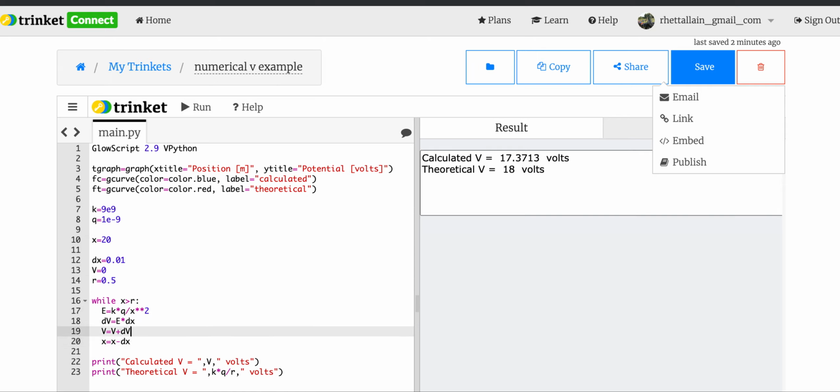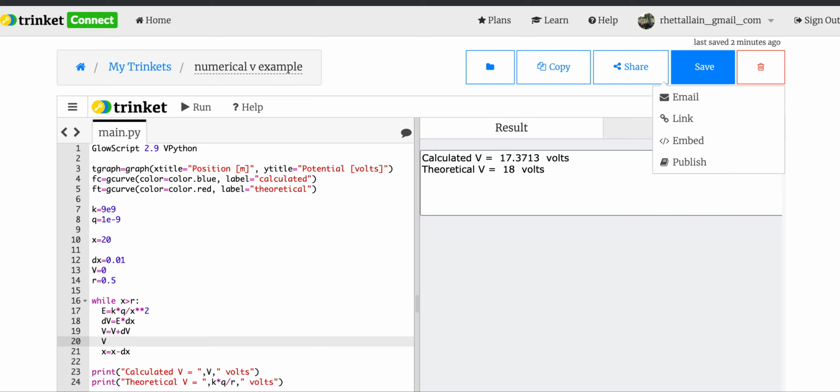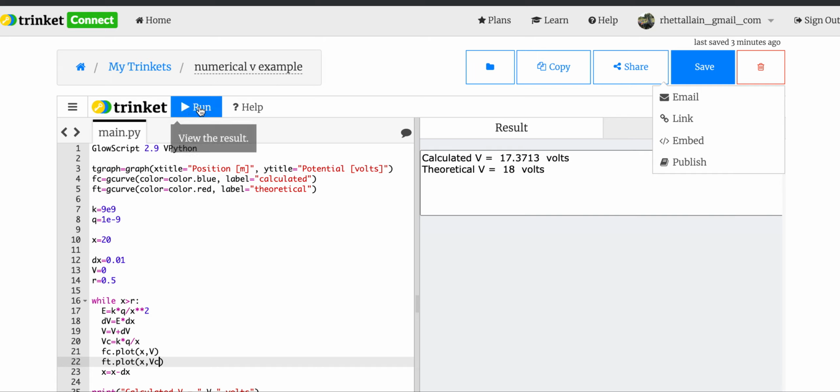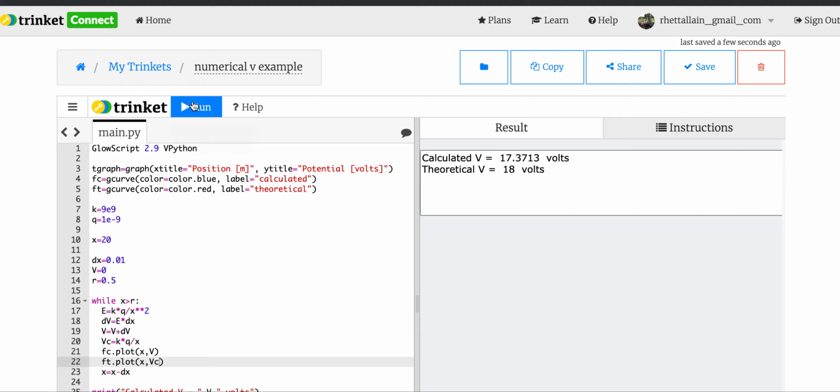Okay, so now down here, I need to calculate. I'm going to plot these. So the first thing I need to do is calculate the theoretical potential, VC. And let's say that's K times Q divided by X. Yeah, that should do it. And now I can plot them. So FC.plot is going to be X coordinate of X and the Y coordinate of V. And then FT.plot X and VC. Let's see what happens. I should save it, shouldn't I? Okay, run it.